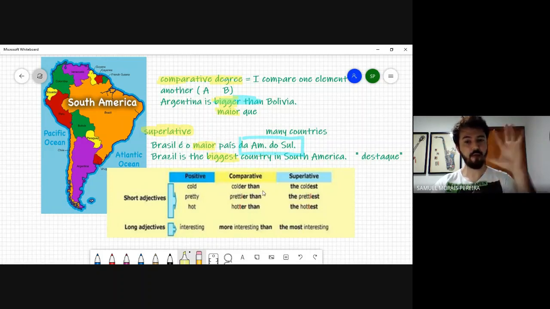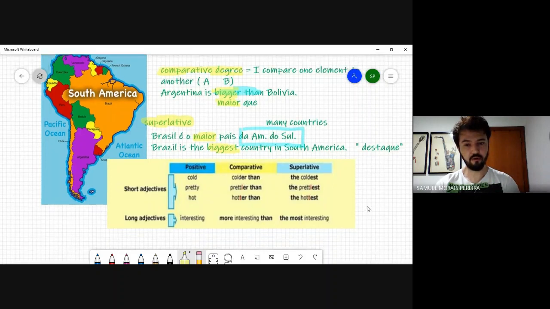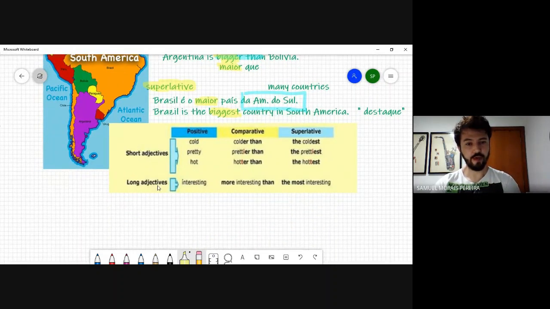Agora, se eu tenho A, B, C, D, eu falo A is the coldest of them all. Ó, A é o mais frio de todos. When I have the superlative, I have to use est. And then you have other rules here. But now let's move on to long adjectives.